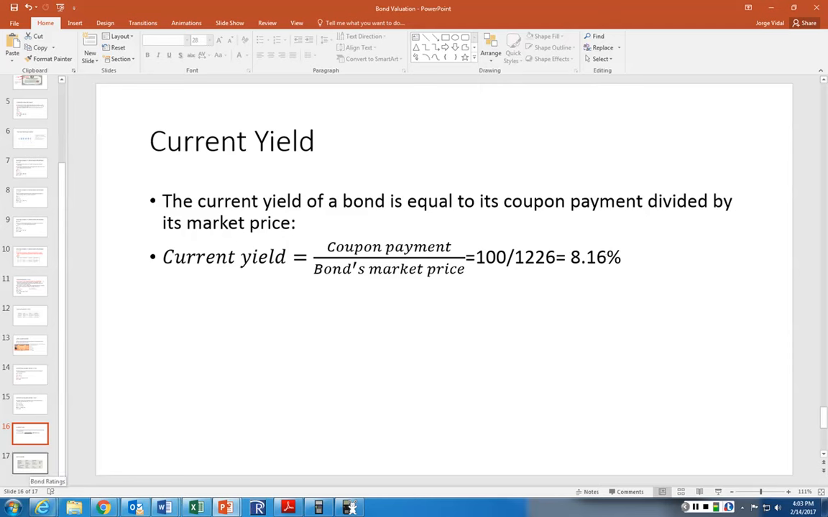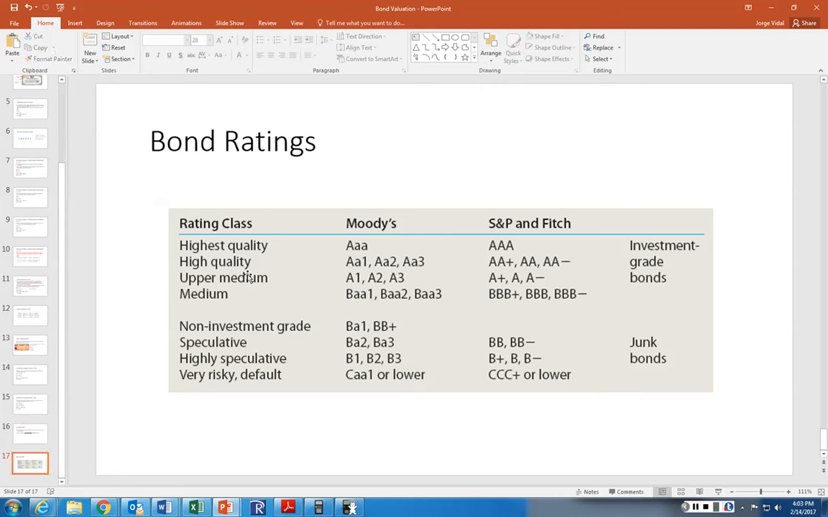And lastly, we talked about these tables in class. There are three main rating agencies: Moody's, S&P, and Fitch, and they use this classification. They classify bonds into investment grade and junk. Junk bonds are speculative. People buy them because you can either make a lot of money or lose a lot of money. In this category, highly speculative, it's even more. It's a gamble. Very risky. In default, you're very unlikely to get your money, but if you do, you can make a lot of money.